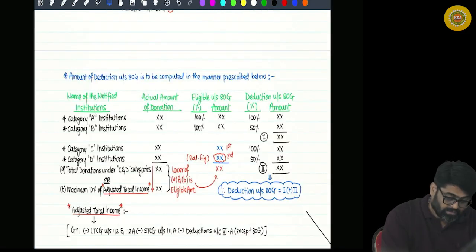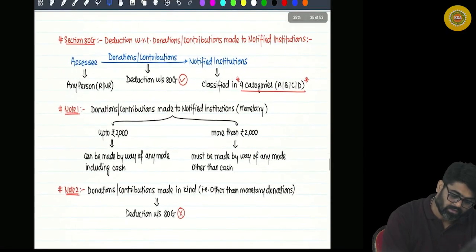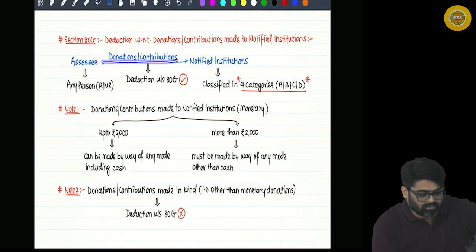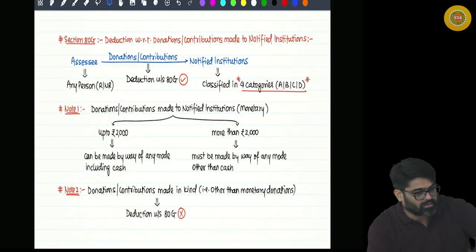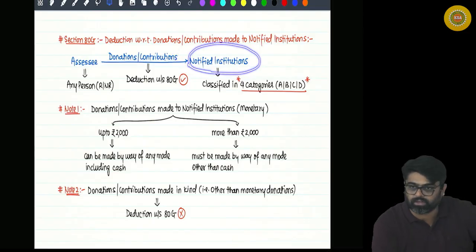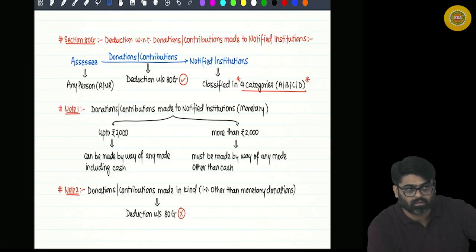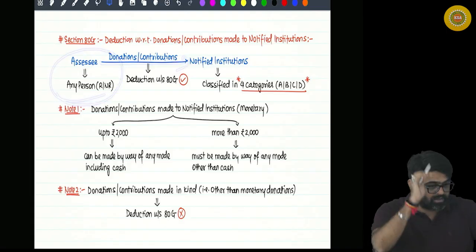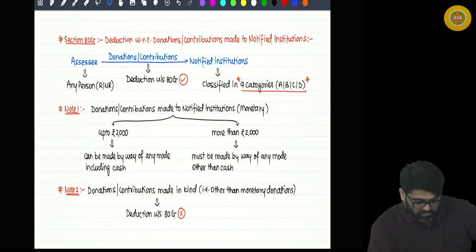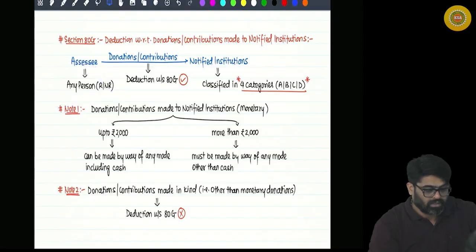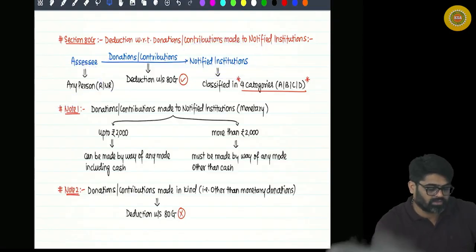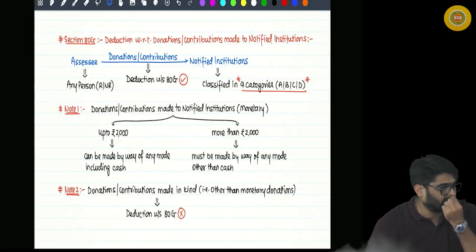Now this is the first section. 80G is the first section which says that the assessee can be any person. Assessee can be any person, and then the assessee is making a donation. Donation to notified institutions. Now any donation made by the assessee, who can be any person, resident or non-resident, has to be made to a notified institution. For that donation or contribution, he is going to get deduction under 80G.